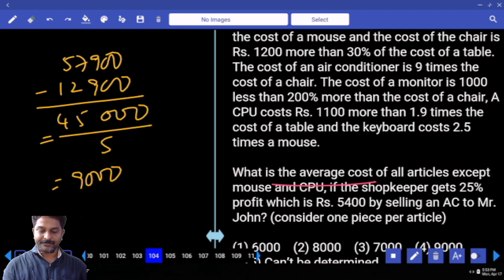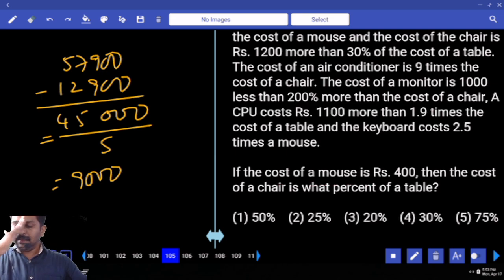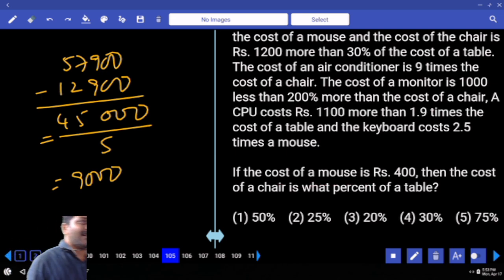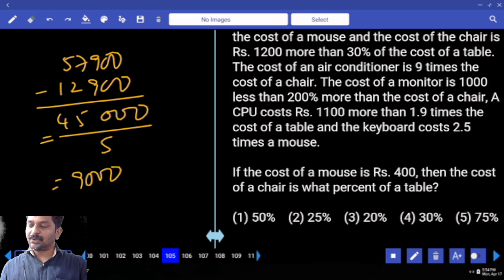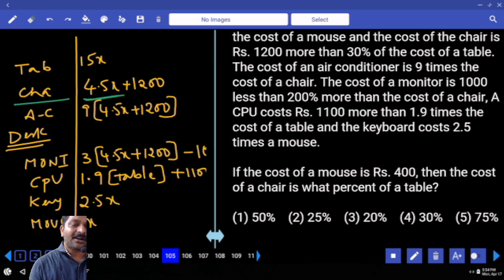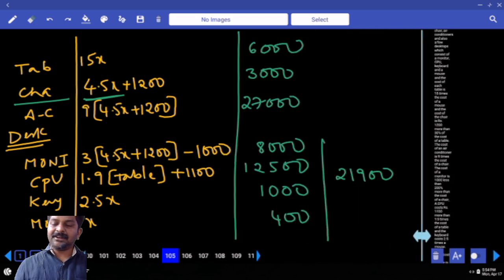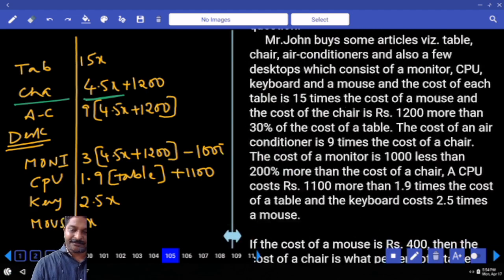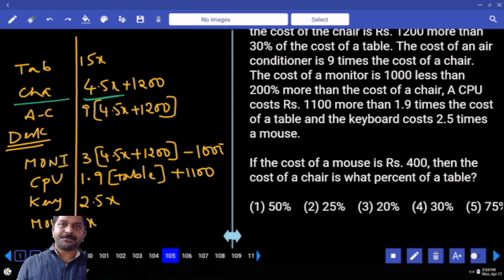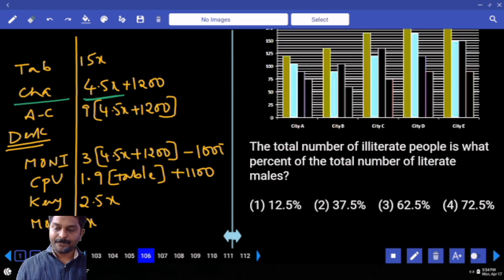Over. Next, 105. The cost price of mouse is 400. We got that already. Mouse was treated as X, and that is given as 400. We are lucky again, so we can reuse the data. Then the cost of the chair is what percent of the table? Chair cost 3,000. Table cost is 6,000, and 3,000 is half, right? Which is 50%. Done. 50%, first option. Over.